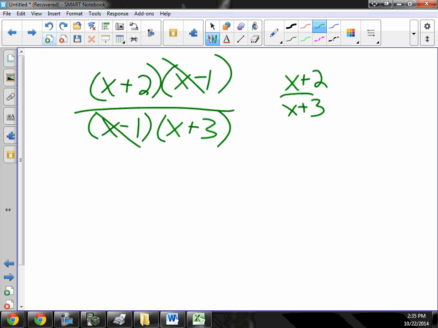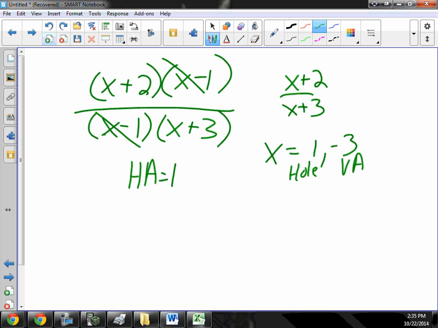Does it have a horizontal asymptote? Well, this would be x squared divided by x squared, which would be 1. The HA is at 1. X is not allowed to be 1 or -3. This is a hole, and this is a vertical asymptote. Does that make sense? Well, hold on. Don't get confused there.